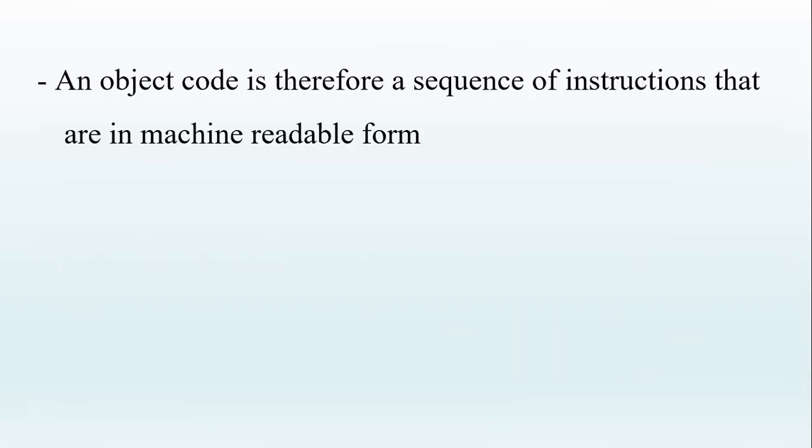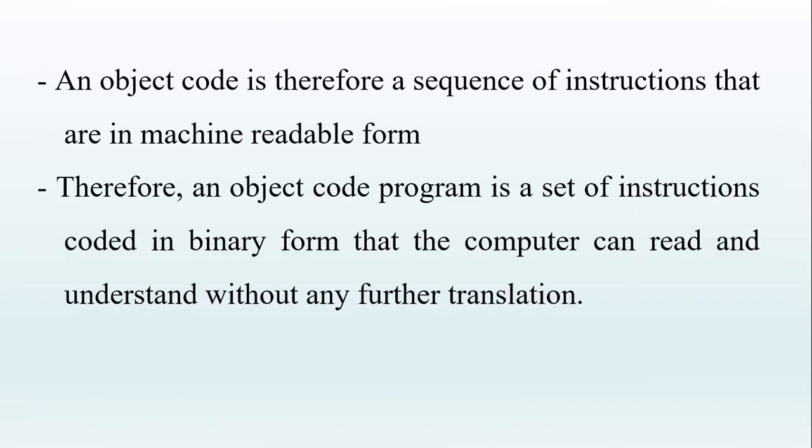An object code is a sequence of instructions that have been written or coded in machine readable form, that is in form of zeros and ones, or what we call the bits. Therefore, an object code program is a set of instructions that have been coded in binary form that the computer can read and understand without any further translation.